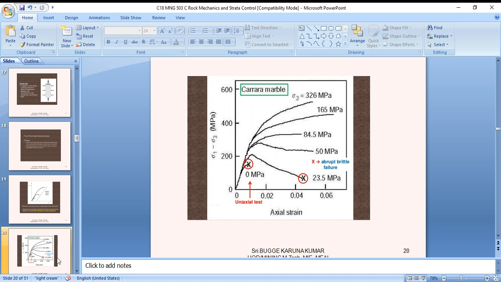Next, I am showing Carrara marble. It is a different marble. This shows how it fails under different loads in uniaxial compressive strength. Sigma 1 in megapascals is plotted against axial strain, with confining pressures of 23 megapascals, 50 megapascals, 84.5 megapascals, 165 megapascals, and sigma 3 of 326 megapascals. This is the vertical axis, and the axial test is conducted here at 0 megapascal. This is one marble, showing abrupt brittle failure at a particular location.